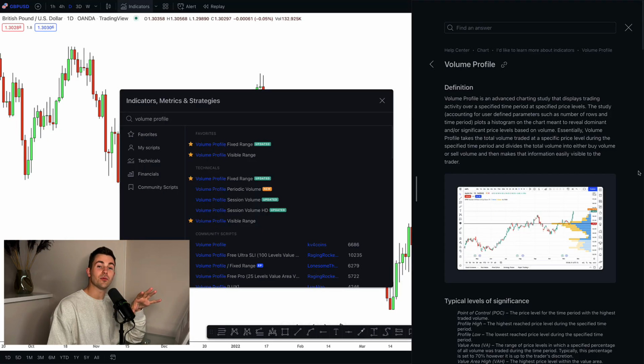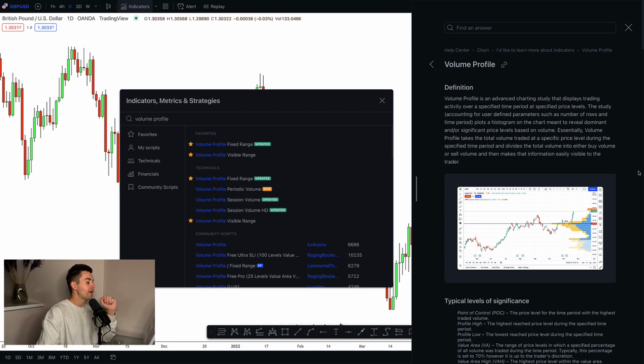So the indicator that we will discuss is called the volume profile. This indicator displays trading activity at a specific price level at a specific period of time. What it does, technically speaking, is take the total volumes traded at a specific price level during a specific time period and then visualize that.